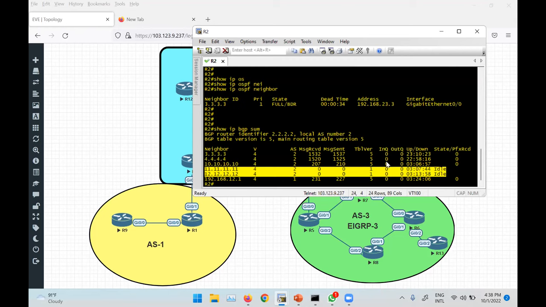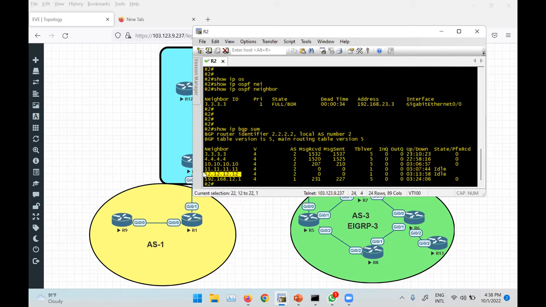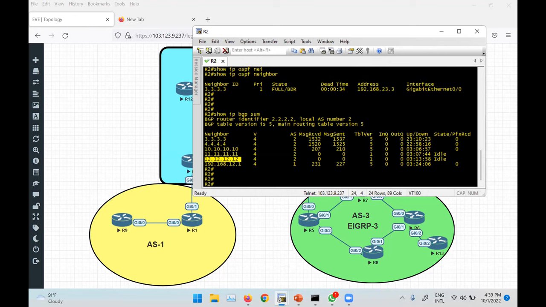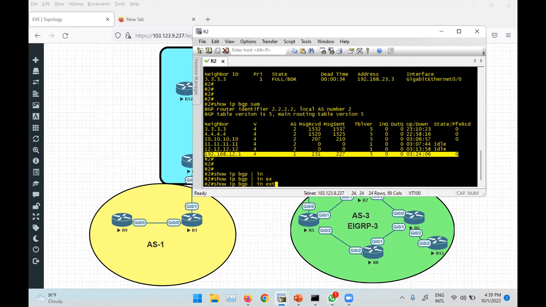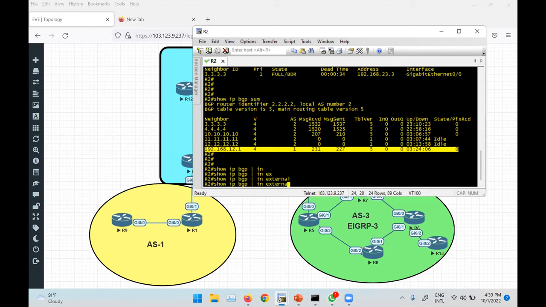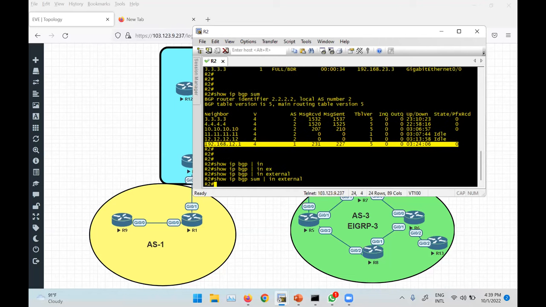So there could be a problem on router 11, or a problem on router 12, right? Yes. We'll check it later, but before that we have to check whether you are getting routes from R1. So ping the R1 loopback. This is the eBGP, external BGP, right? Show IP BGP include external. Okay, it's not working. Summary.